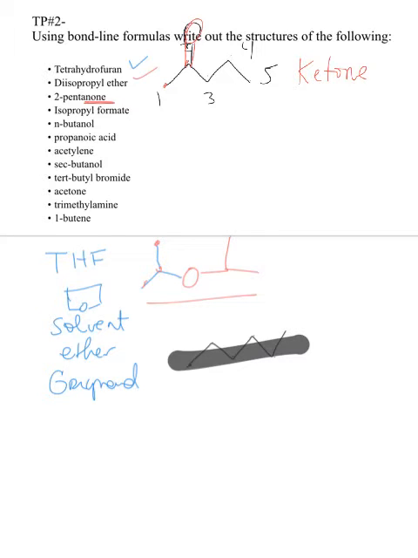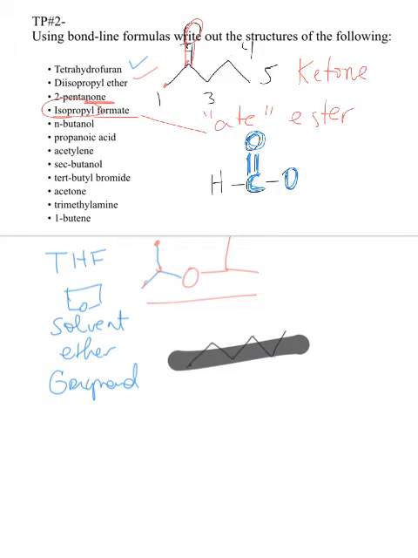Isopropyl formate. Well, the ATE means it's an ester. And isopropyl is the ester part. Formate is for only one carbon. And the ester is this carboxyl group here. So the carbon is double bonded to one oxygen and single bonded to another oxygen.